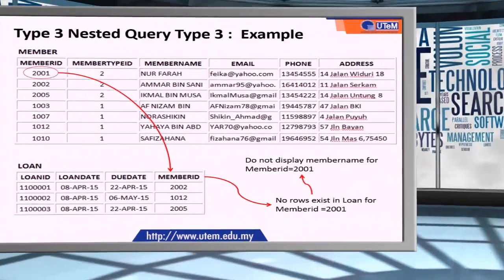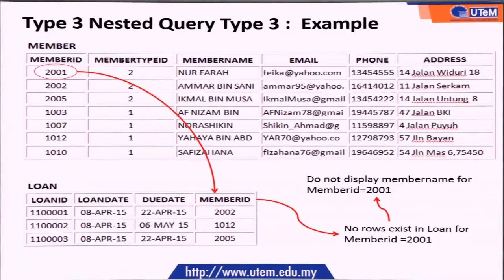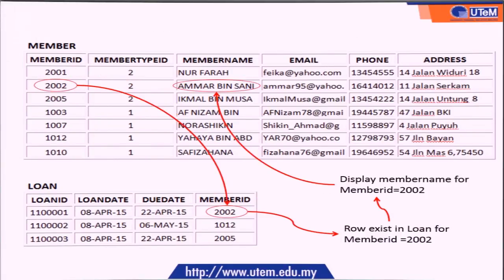The query starts by looking for the existence of rows in loan that associates with the first row in the member based on the member ID 2001. In this case, there are no rows returned and the member name is not displayed. The same process is repeated for the second member. In this case, there is one row in loan that associates with the second member based on the member ID 2002. Therefore, the member name Amar bin Sani is displayed. The same process is repeated until it reaches the last member.